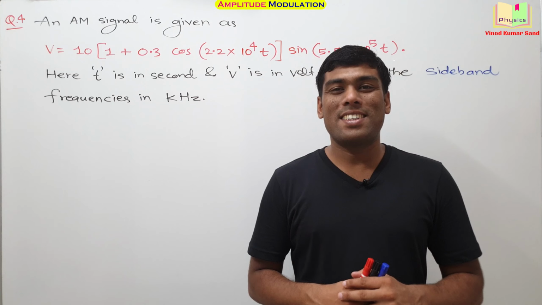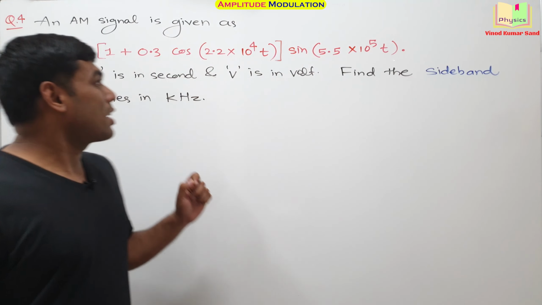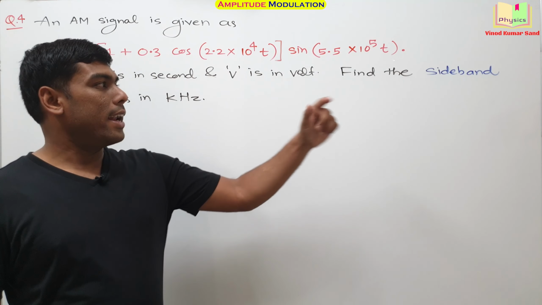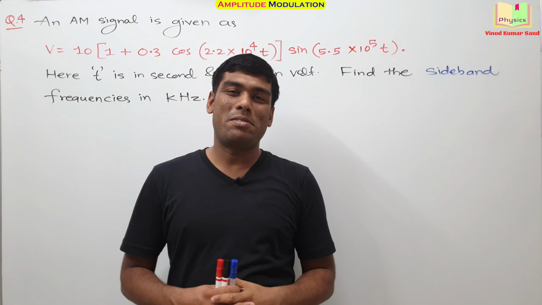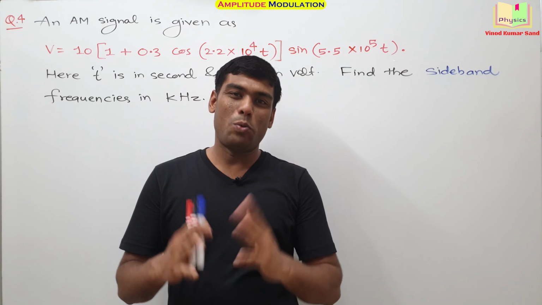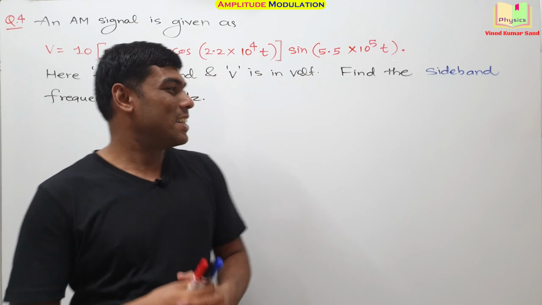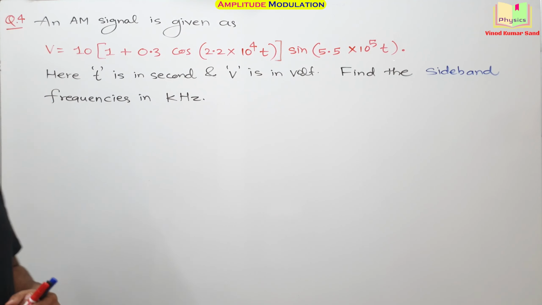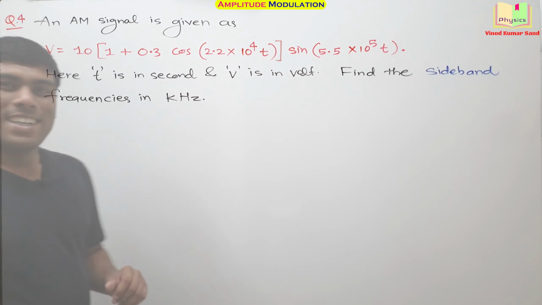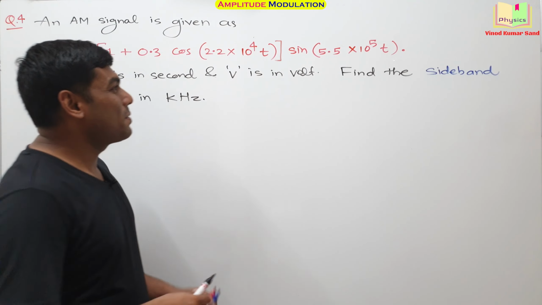Here is another interesting question. An AM signal is written here and we have to find the sideband frequencies in kilohertz, the lower sideband and the upper sideband. Give it a try, then I'll be simplifying it. Let's see the solution here.